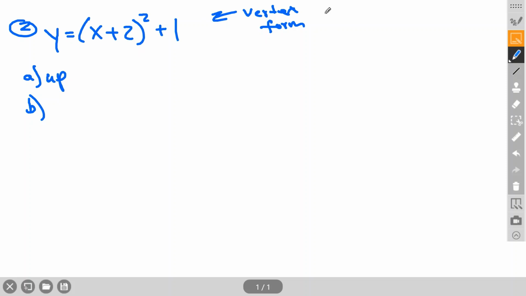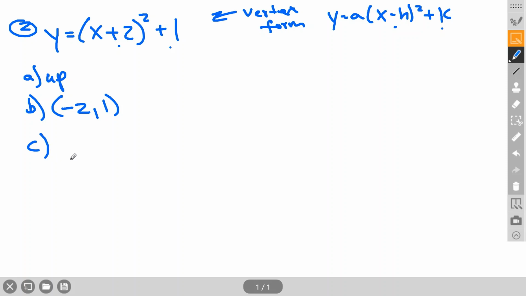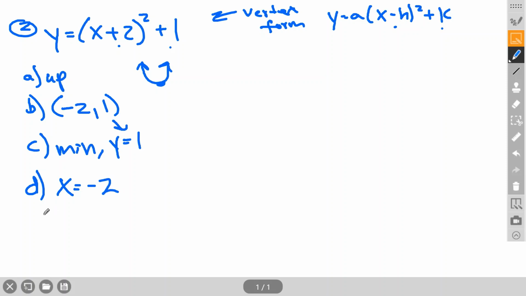Vertex form is y is equal to a times (x minus h) squared plus k. So the vertex is going to be the opposite of this value, comma this value, because that's minus. So that's going to be -2, comma 1 is the vertex. C, state if the vertex provides a minimum or maximum. Well, this opens up, so the vertex is down here. It's a minimum. The minimum value is the y value, so it's 1. D, give the equation for the axis of symmetry. The axis of symmetry is the x-coordinate of the vertex, so x equals -2.